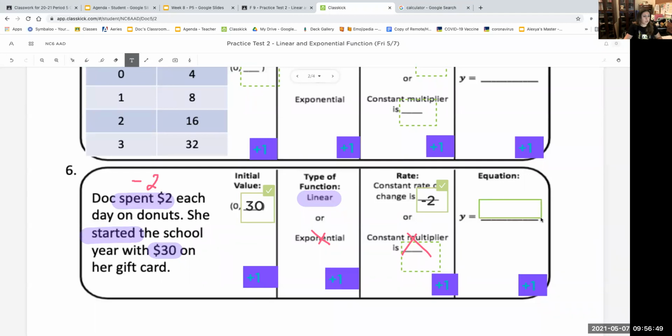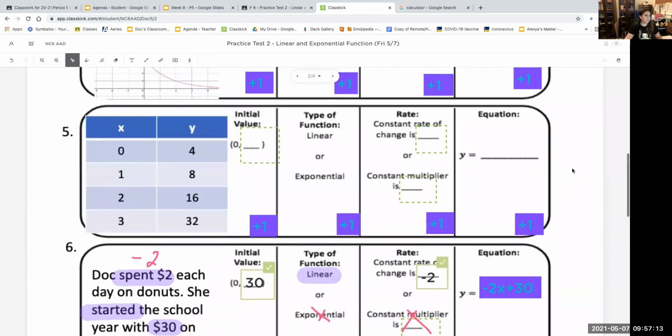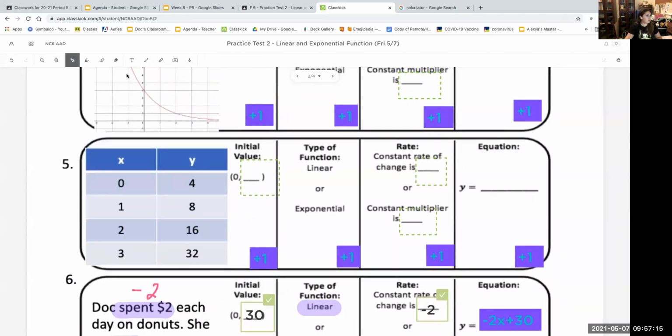And what's our equation going to look like? It's gonna be negative 2x plus 30 because this was a positive 30. So thumbs up. Do we feel good about this? Clap if you guys have a question or don't understand something. All right. Let's go on to 5.